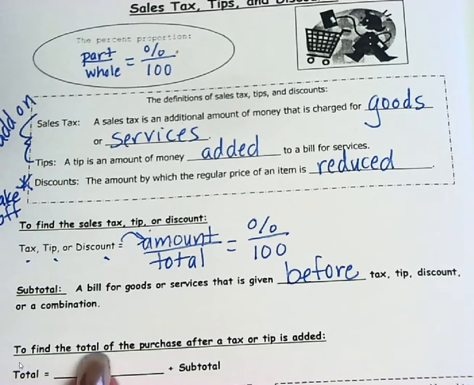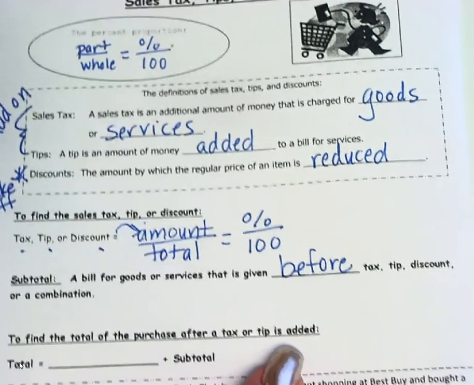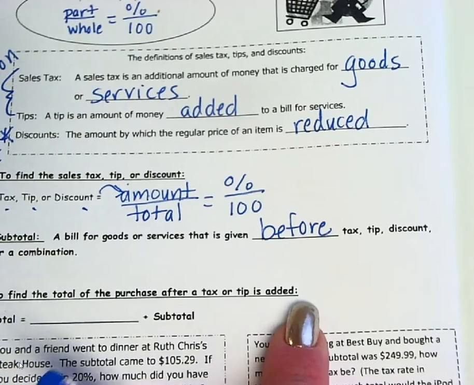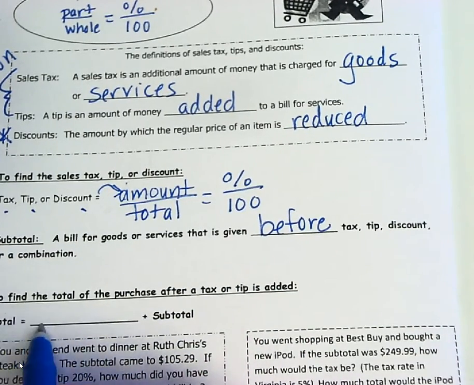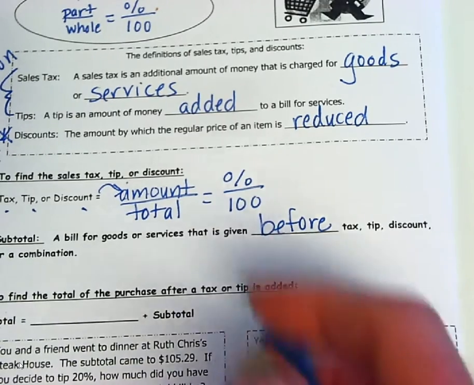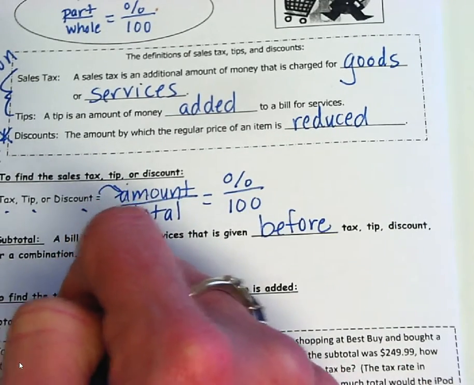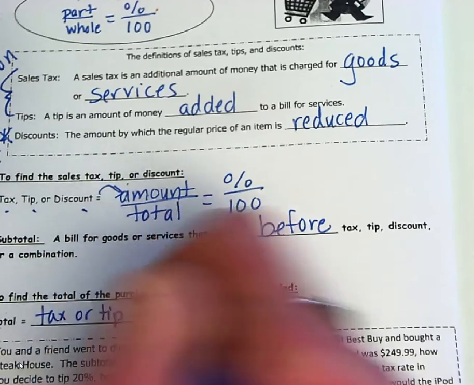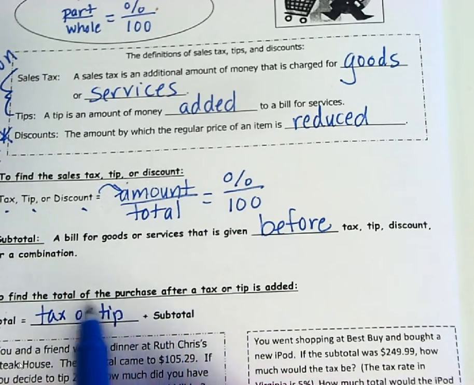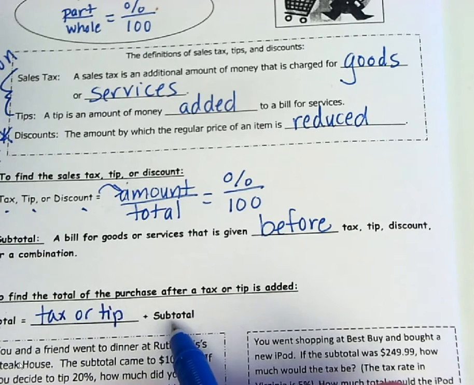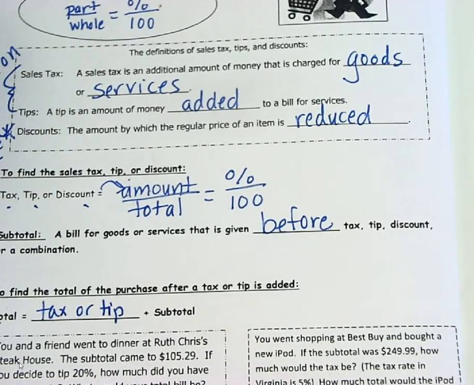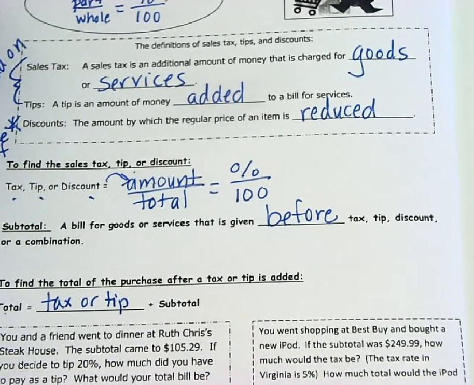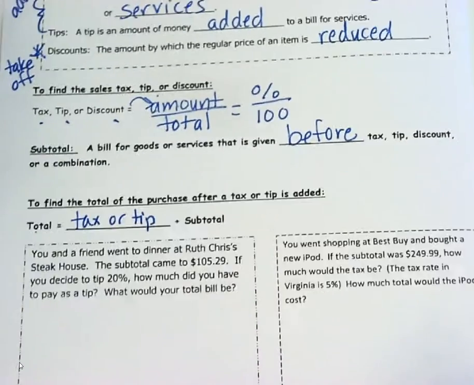So to find the total of the purchase after a tax or tip is added, you're going to take your total bill is equal to tax or tip, and then plus your subtotal. So your total is the tax or tip, and you add that to your subtotal. Now, the best thing to do to really understand this is just to do some examples.